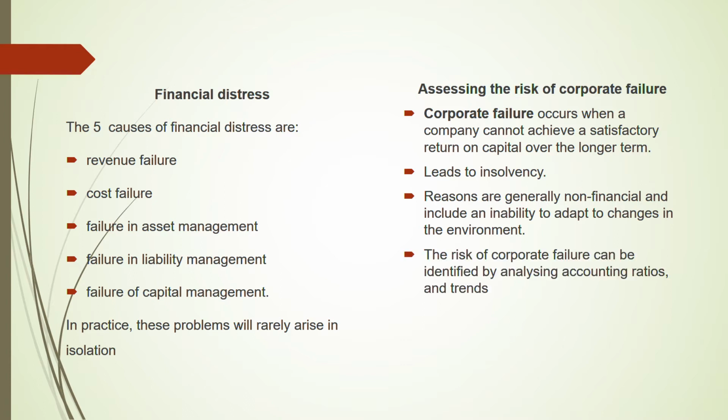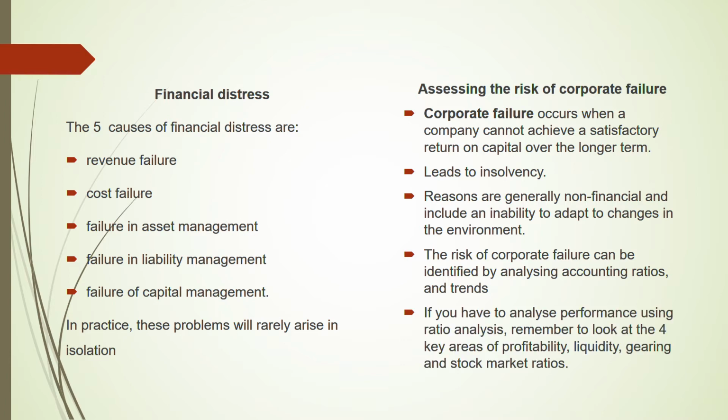Then, the risk of corporate failure can be identified by analyzing accounting ratios. That's why you need to know in AFM the formulas of accounting ratios. It could be profitability ratios, it could be liquidity ratios. Through ratios, you'll be able to see the trend. If you see that your net profit margin is declining over 4 years, you know that there's some risk of corporate failure there. Your business is going to suffer over the long term.